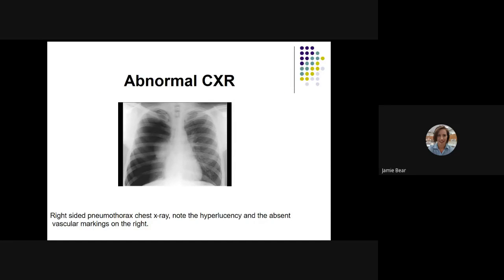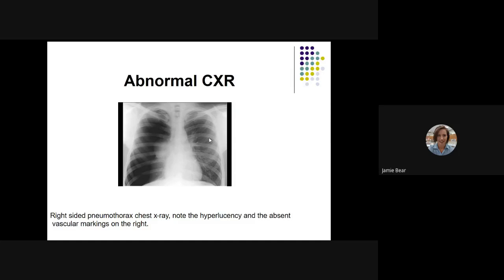Good. Okay. Now this is an abnormal chest X-ray looking at a right-sided pneumothorax. And the reason why you notice that is because here you're saying, oh, good. At first glance, you might say, oh, this is great. The patient has a lot of nice air in their lungs.